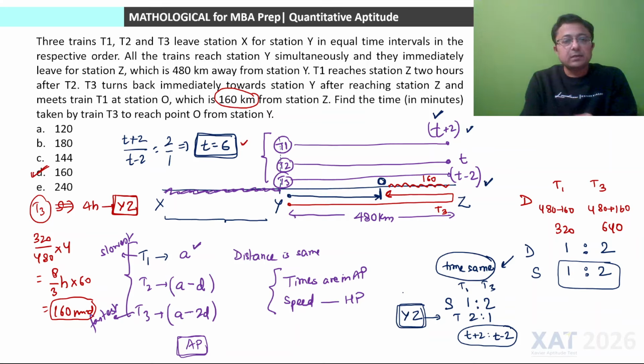Then we found out from Y to Z time taken by T1 is 2 hours more than time taken by T2. The gap is that of 2 hours. And since YZ distance is also same for all the trains, so times must again be in AP. So if time taken by T1 is 2 hours more, time taken by T3 will be 2 hours less. So time taken by T2 is T, so time taken by T1 will be T+2 and time taken by T3 will be T-2.